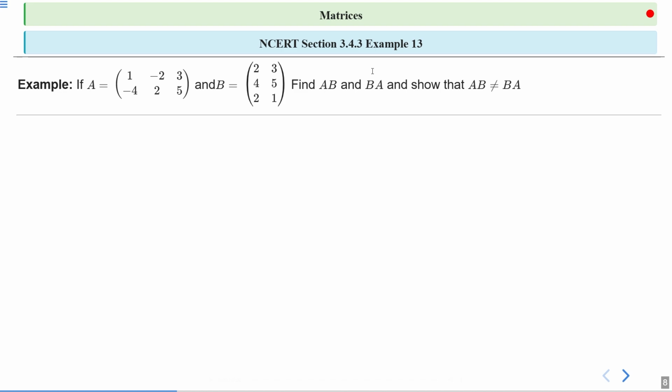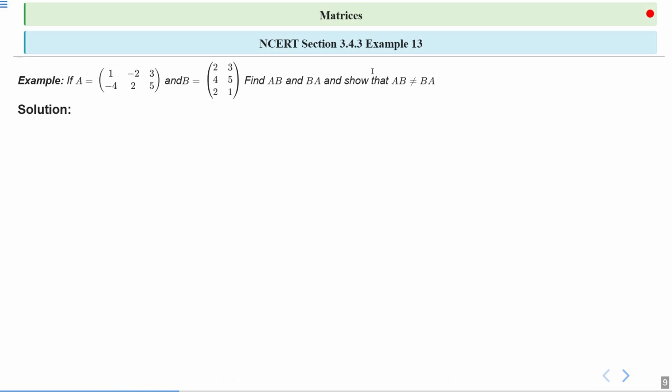Okay. So hope you all have attempted the given question. Let us see how we can solve this. So we'll see how multiplying matrices can lead to different results depending on the order of the multiplication.